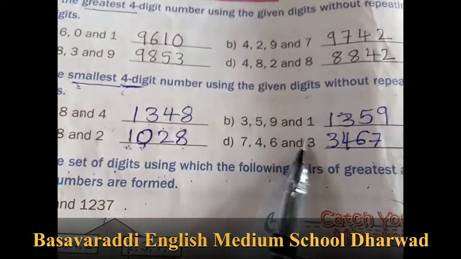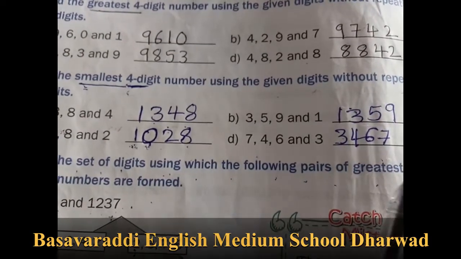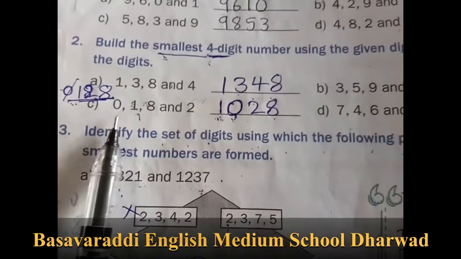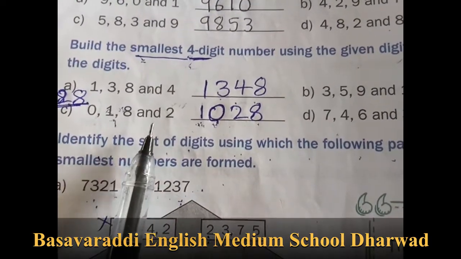B: 1, 3, 5, 9 and 1. 1 is the smallest, a little bit bigger 3, 5 and 9. 1359.